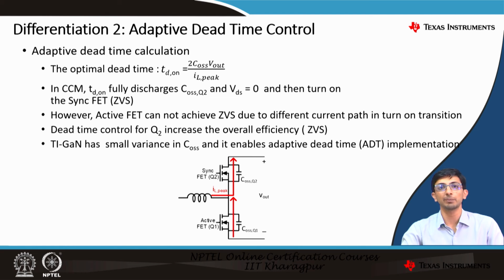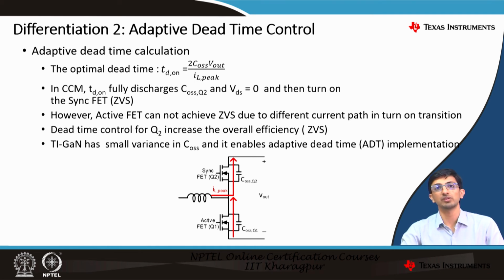The same thing is not applicable to the active FET, because the current passing through the active FET varies depending on the mode of operation. Sometimes it may be IL peak, sometimes it may be the input current as well. So the active FET current is not predetermined, and hence the same concept of calculating the optimal dead time is not possible for the active FET. Even if we achieve dead time control only for Q2, that is the sync FET, we will still be able to increase the overall efficiency using ZVS.